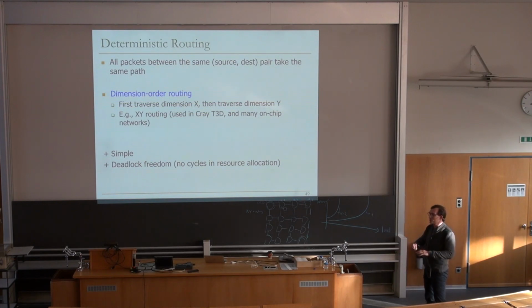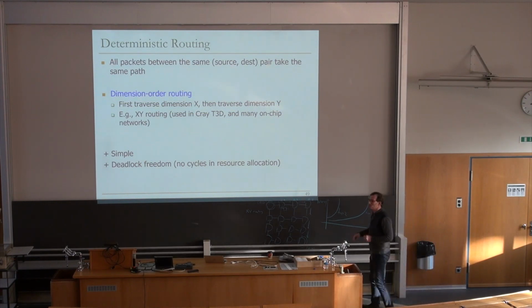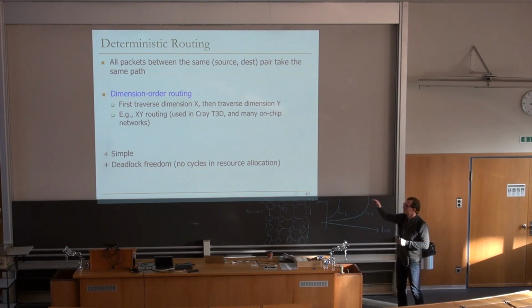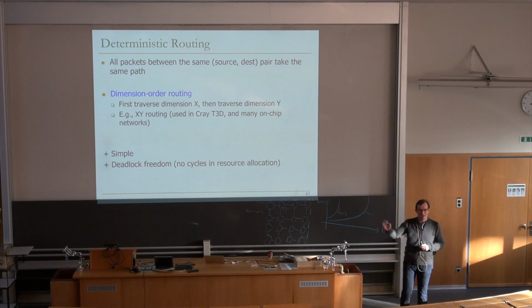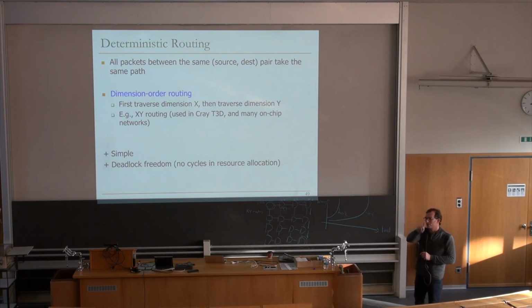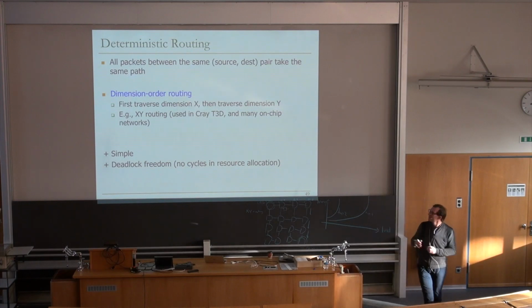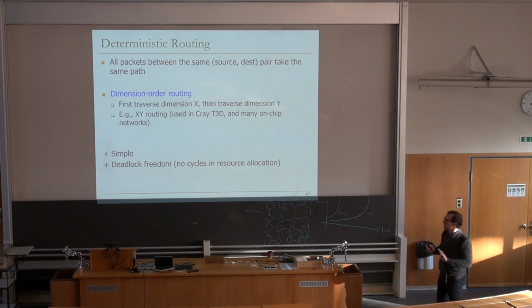This is deadlock free because there are no cycles in resource allocation. There's no case that you run into where you're waiting for a resource and the resource is hogged by someone else, and that someone else is waiting for a resource that's hogged by someone else, and there's a cycle in that resource allocation, because everybody goes through XY, XY, XY, XY. So there's no case where you can actually run into this cycle in this case, as we will see in a little bit. That's the beauty of this sort of routing.